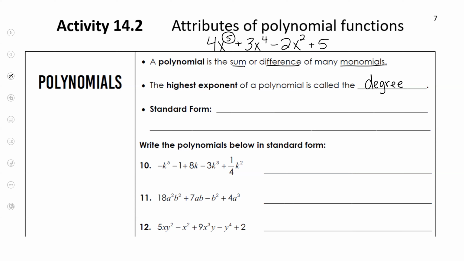Okay, standard form of a polynomial. Make sure your exponents are in decreasing order. Notice in the example I gave you, the highest exponent came first, then the next highest, then the next highest, and so on.